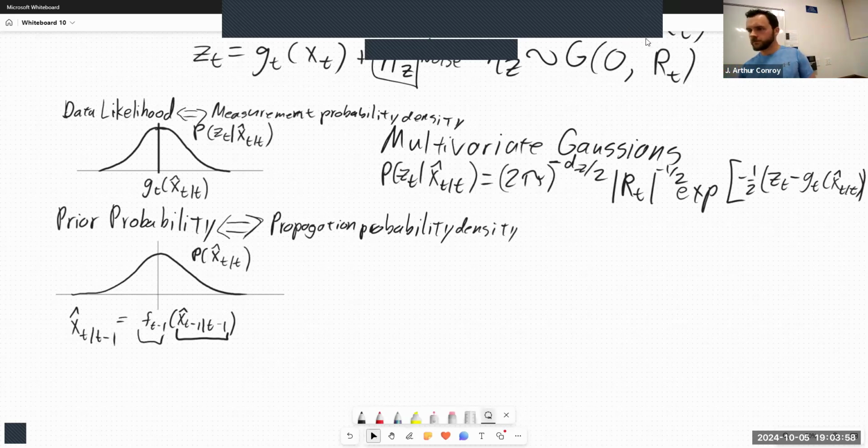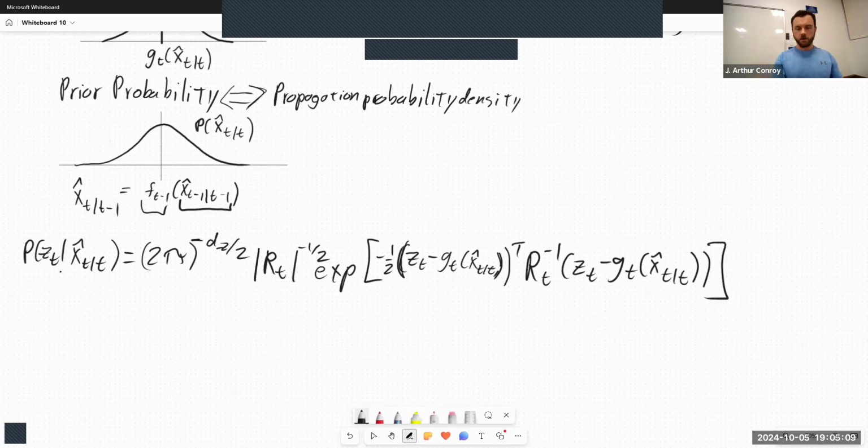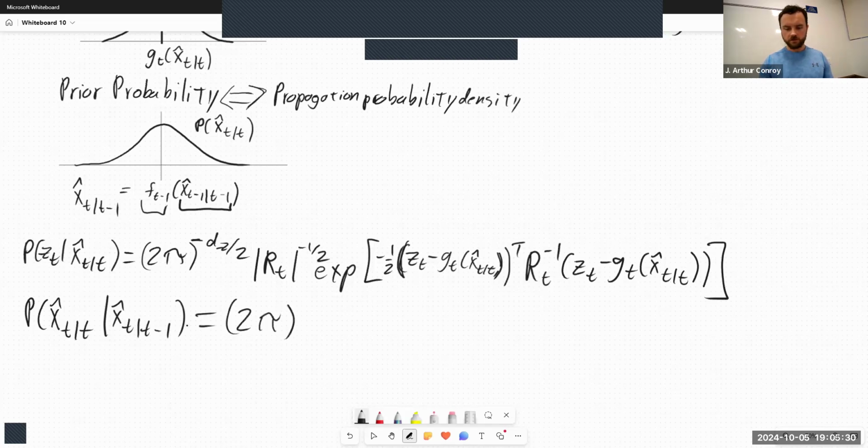Still doing multivariate Gaussians centered on the measurement model. I just had to move everything down here to make sure it wasn't running off the page. All right, cool. So this is our probability density here for the data likelihood. And then for our prior probability, we will be using the previous estimate, right? I'll refer to that as the estimate of the state at time t using information available at time t minus 1. So d_z and d_x are the dimensions of z and x respectively. And what is the covariance for this?